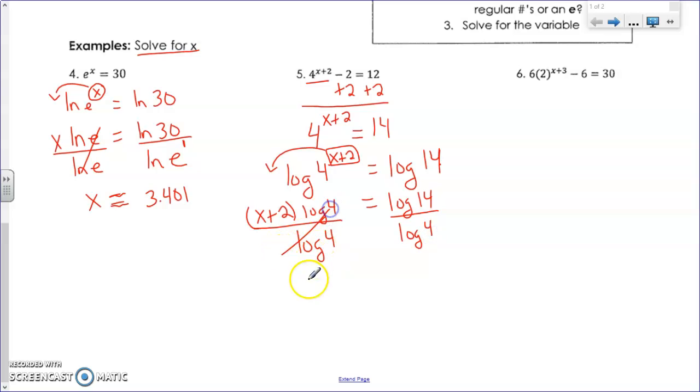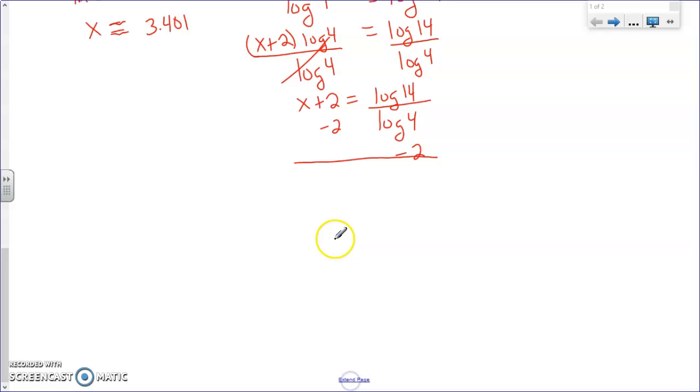Okay, that's going to cancel and leave me x plus 2. And I'm just going to leave this right now because I'm going to put it all in my calculator at one time. Okay, so now do I have x by itself? No, I need to move this 2, so I'm going to subtract 2 from both sides. And I get x equals log of 14 divided by log of 4 minus 2.